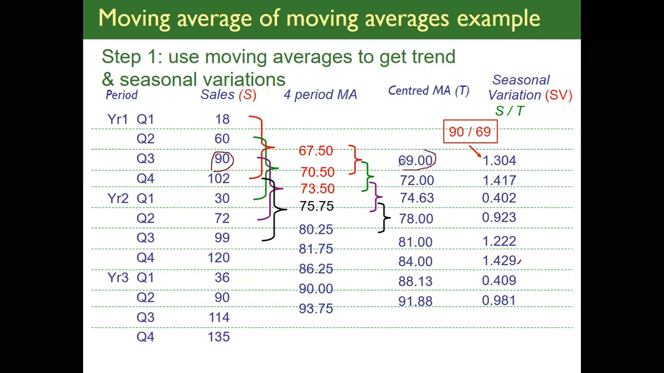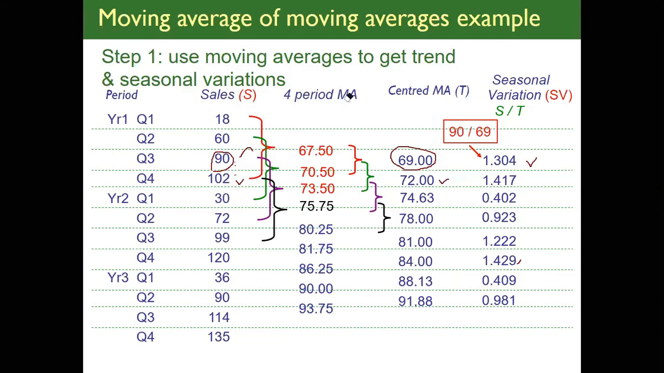So we say that the trend line is 69, the average is 69, actual is more, and therefore you've got 1.3. In quarter number 4, your average is 72, but actual is 102. So it is again more. So it means that these 2 points are above the trend line.